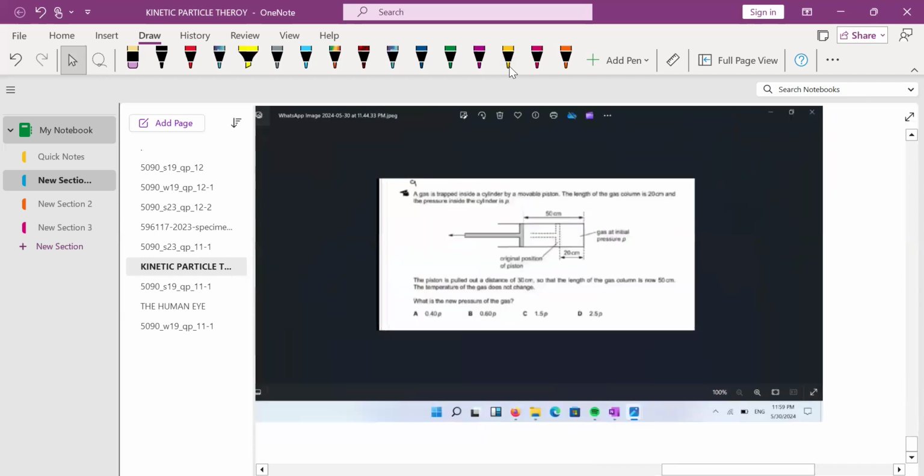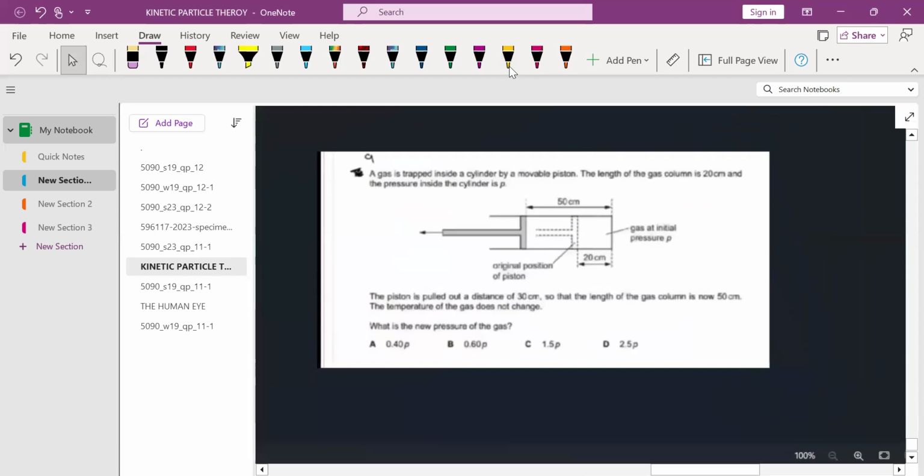Then question number 7, the last question. A gas is trapped inside a cylinder by a movable piston. The length of the gas column is 20 centimeter and the pressure inside the cylinder is P. So the pressure is given P, length is 20 centimeter and the piston is movable. The piston is pulled out a distance of 30 centimeter so that the length of the gas column is now 50 centimeter. The temperature of the gas does not change. The temperature is constant. What is the new pressure? Now you need to find the new pressure.